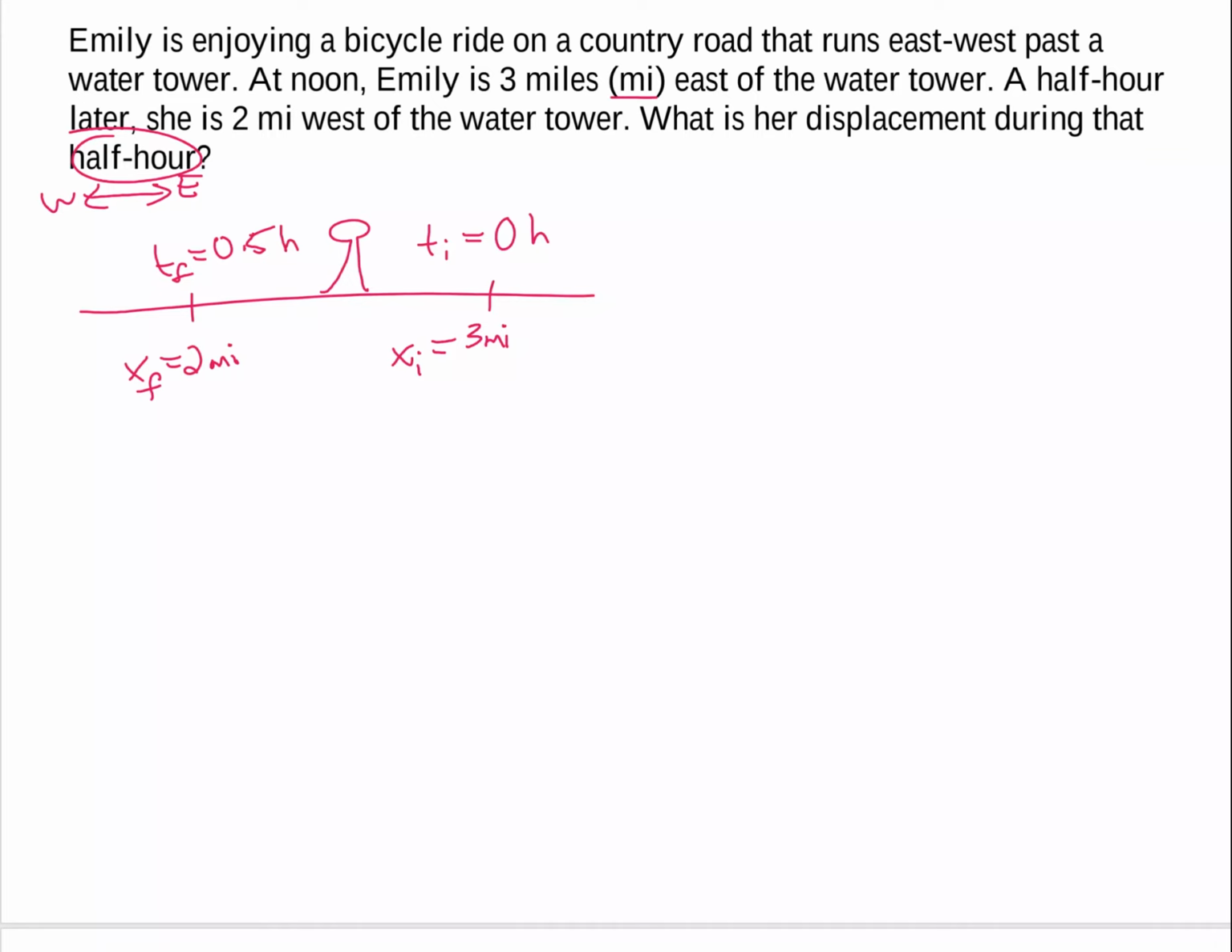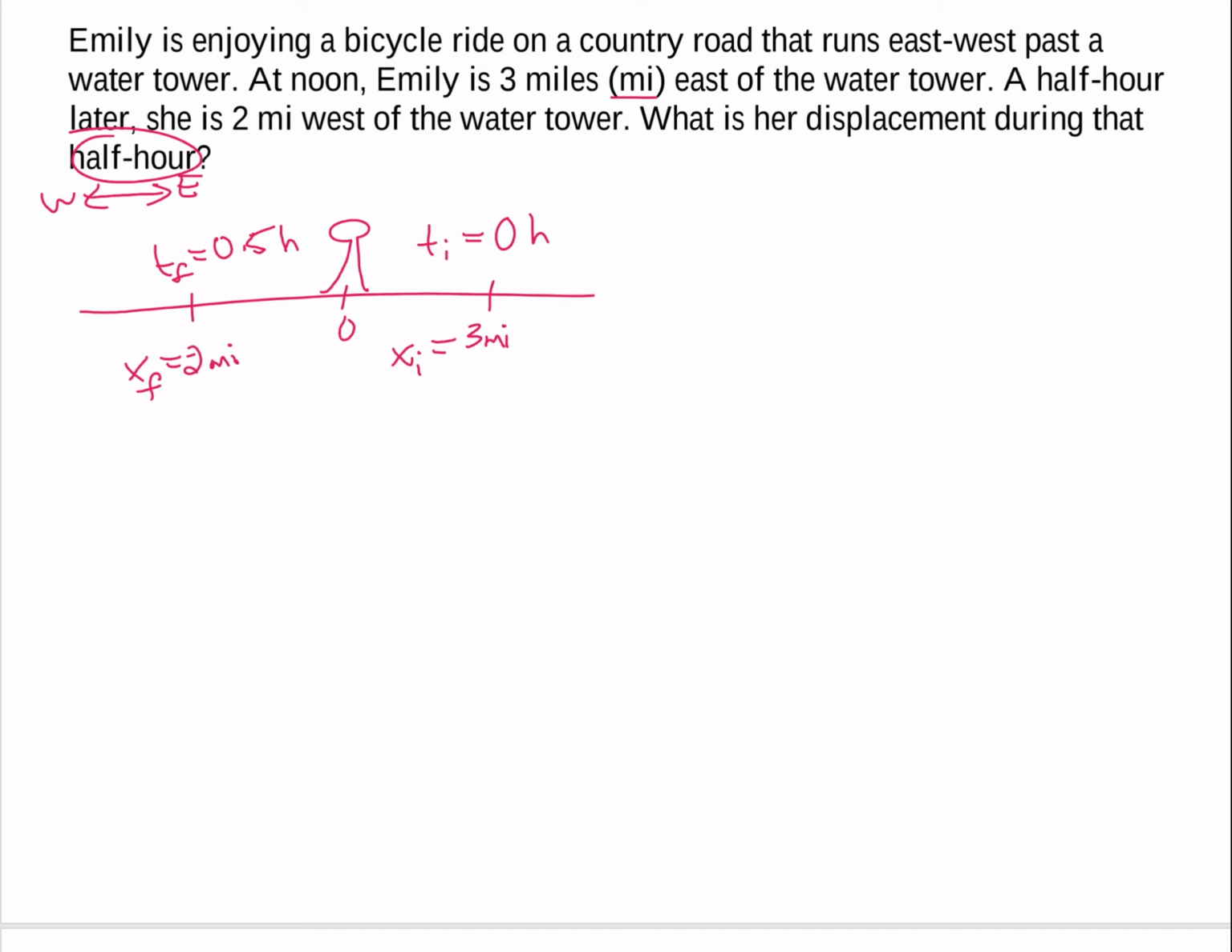Now the question I'm going to ask you guys is, are 3 miles and 2 miles good? You like that? No, we should put a negative on the 2 miles. I like a -2 on the miles also, because now we're calling the water tower the origin, 0.